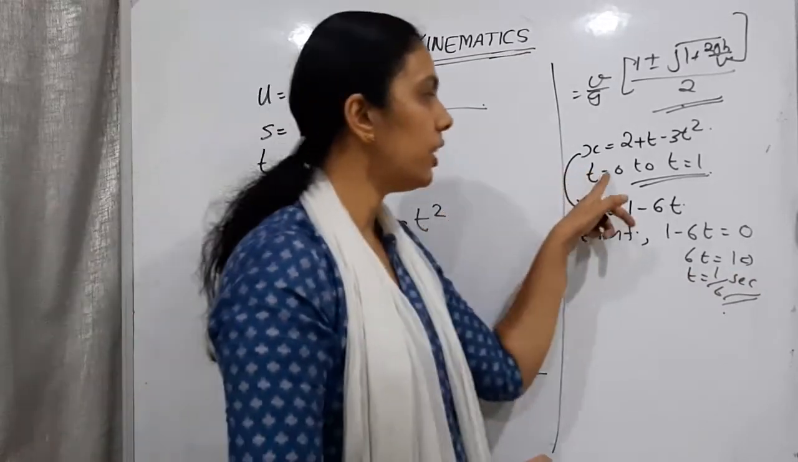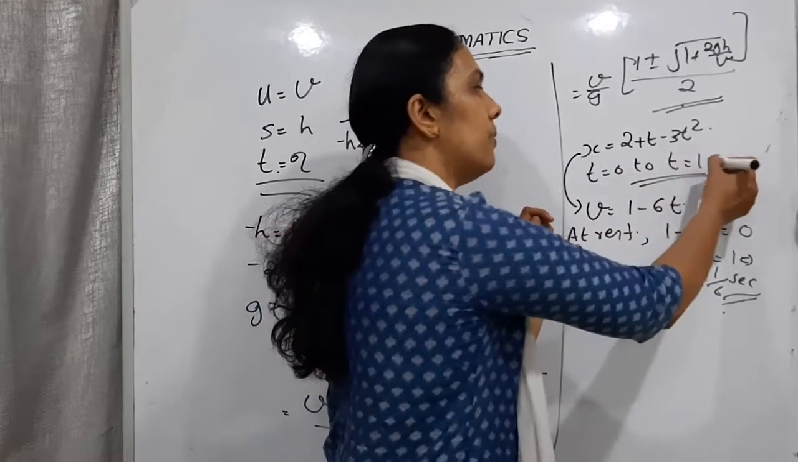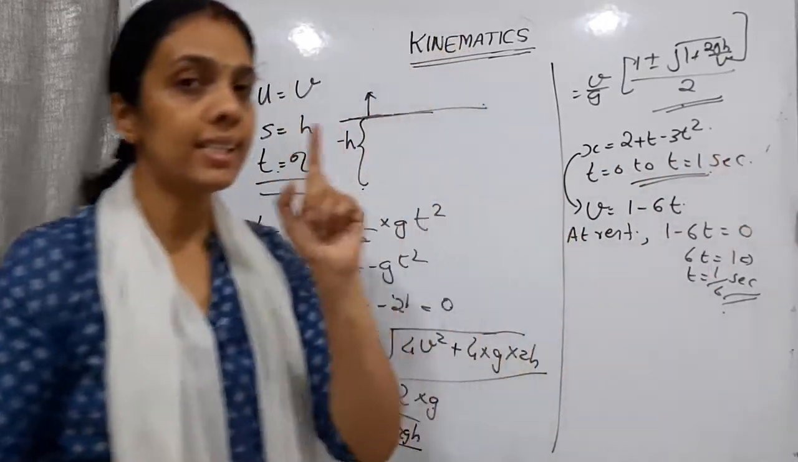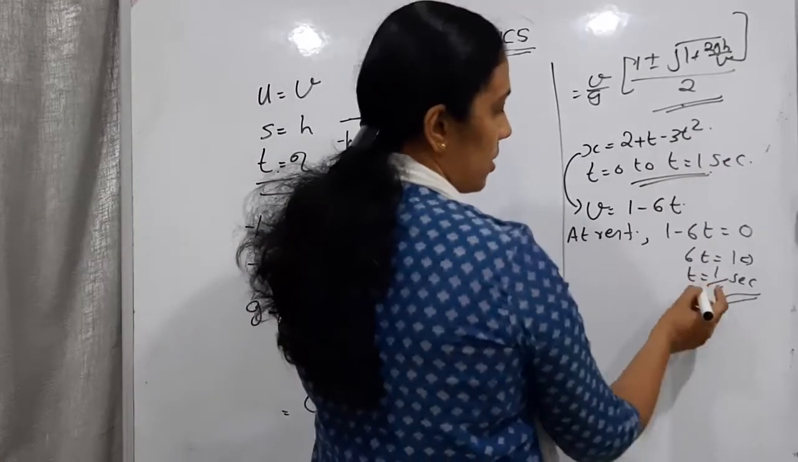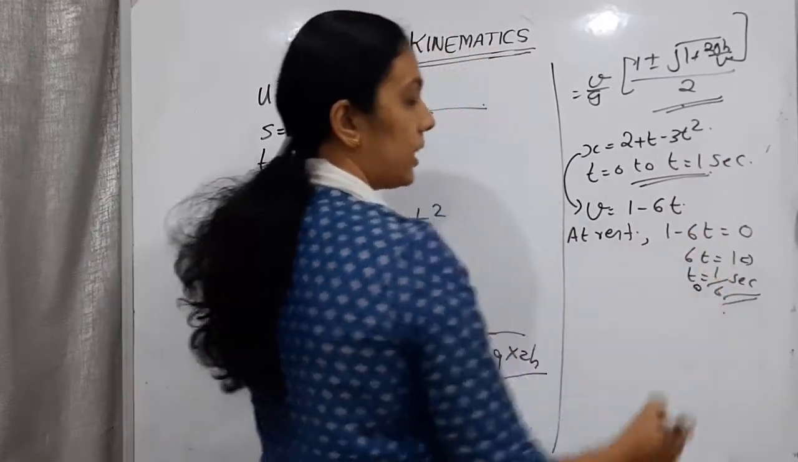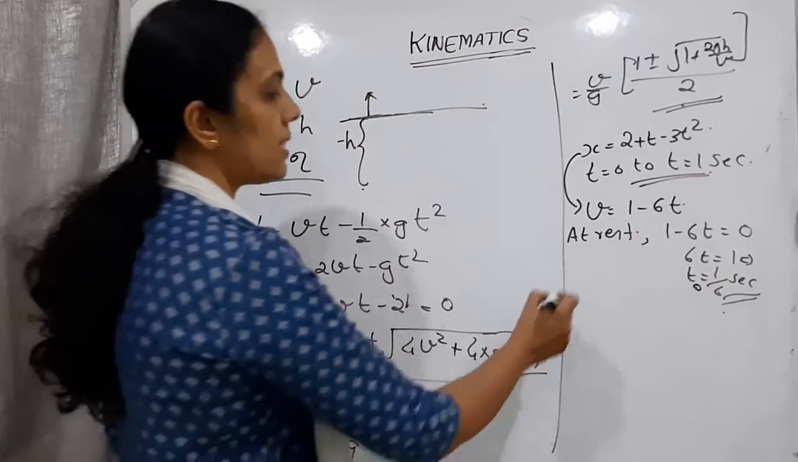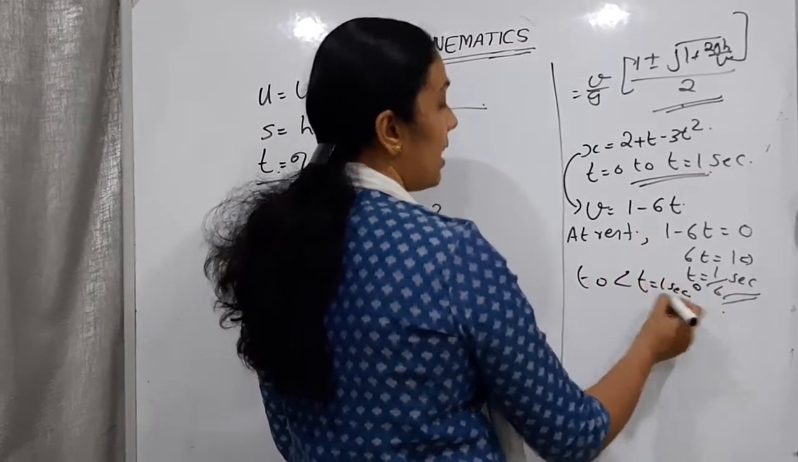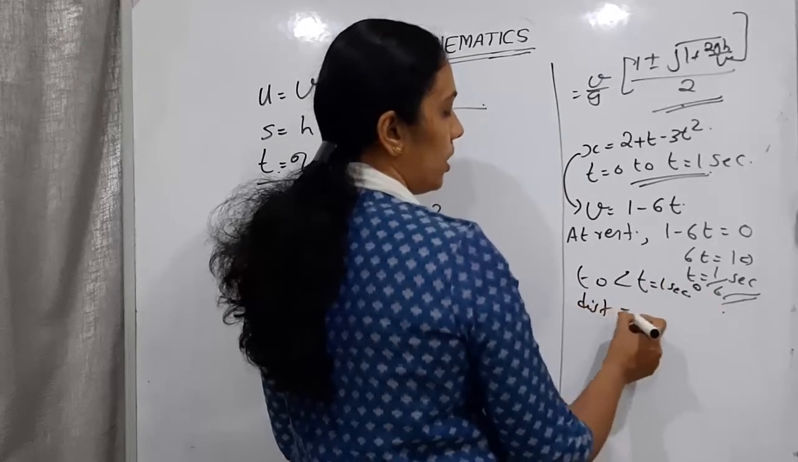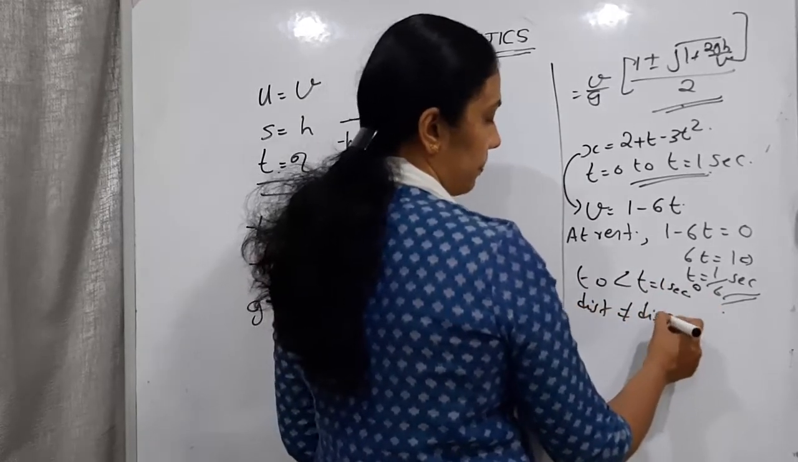So here we need to find out till t equals 1 second. So whether the distance and displacement will be same? No, because this time is different. So the total time required, I am writing it as t0. Since t0 is less than t equals 1 second, distance won't be equal to displacement.